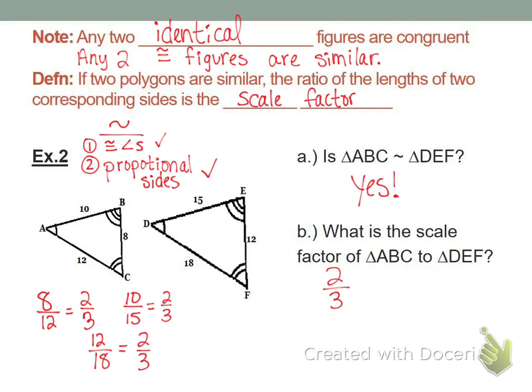What would it have to be? 3 halves. Okay, so make sure you're paying attention to which way they go about it. They said ABC to DEF, and that's how we set these up, so we could just keep it. If they'd flopped those, we'd have to flip our fraction. Questions about example 2? Need more time with it. Okay?